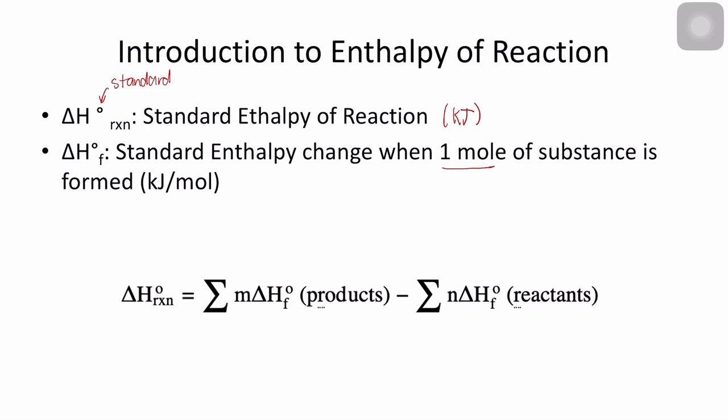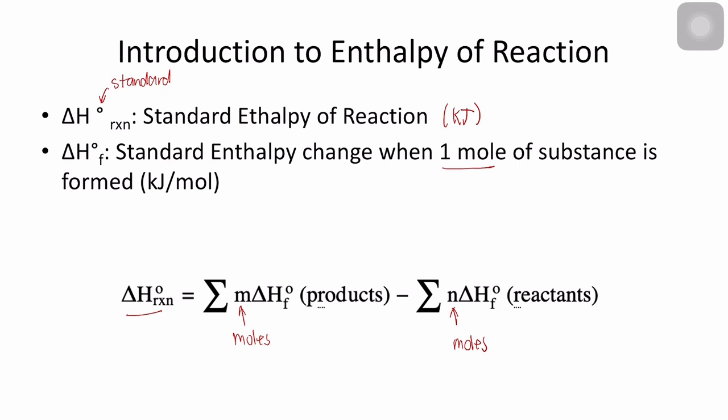The standard heat of reaction, standard enthalpy of reaction, is equal to the summation of the product of your m, pertaining to the number of moles, multiplied by the standard enthalpy or standard heat of formation for the products, and then subtracted by the summation of the number of moles of your reactants multiplied by the standard heat of formation or standard enthalpy. So as you notice, you use standard enthalpy and standard heat interchangeably.